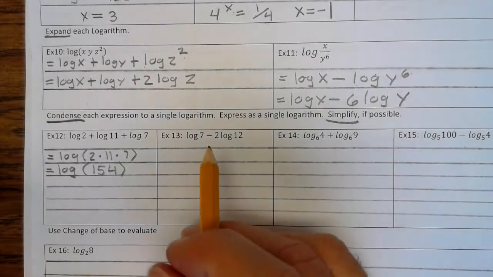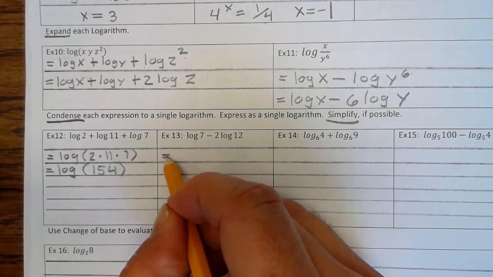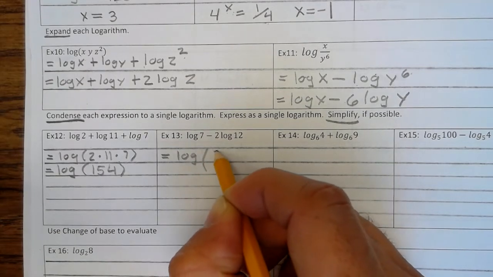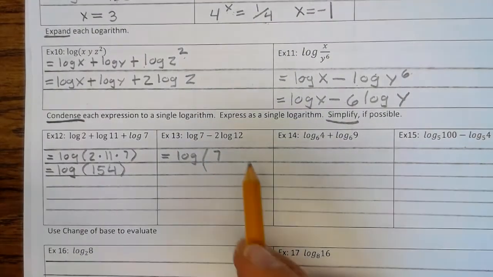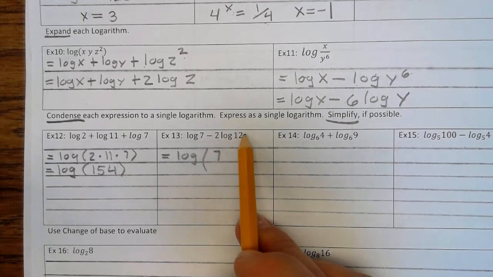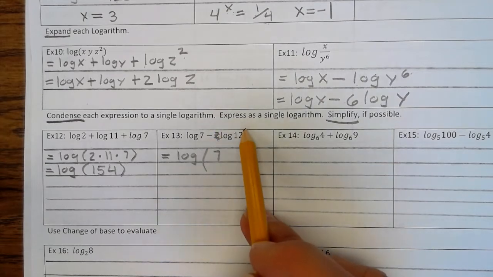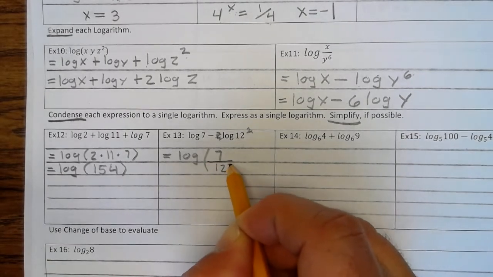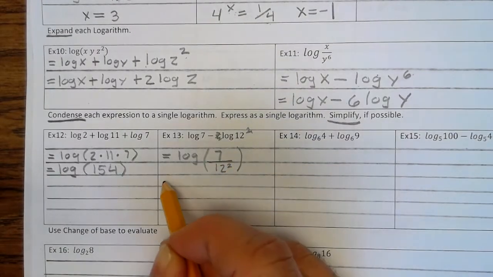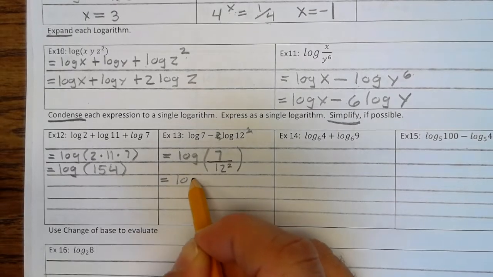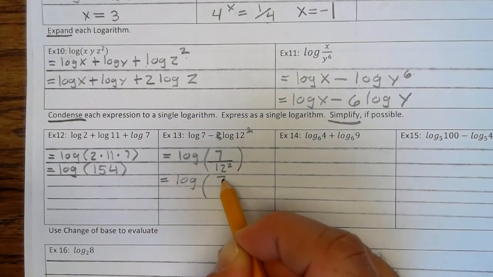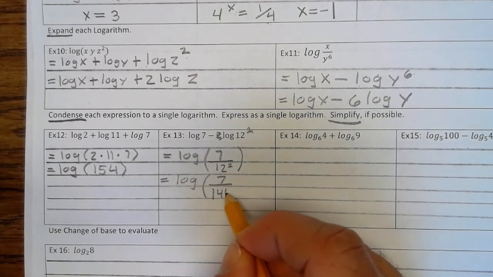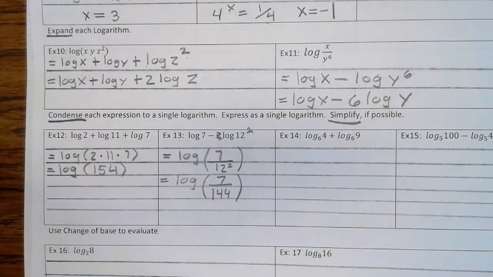All right, example 3, we're subtracting, so we know to divide, so that's log of 7, but here we have to move the 2 here, so divided by 12 squared, which is log 7 divided by 144, and that's as simplified as possible.